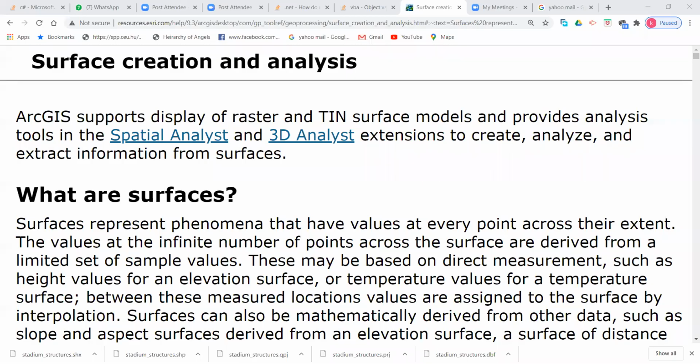Can you see everything on my screen? What can you see? Surface creation analysis. So it's your picture that we are seeing. Oh, sorry about that. Okay, so you should be seeing Chrome now. Okay, great. So you see surface creation analysis now.